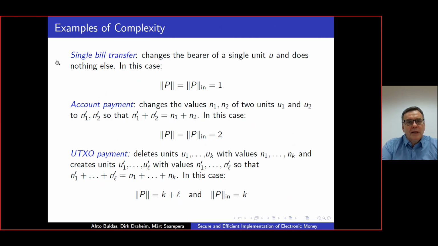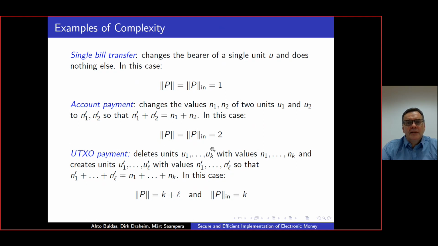Okay, so let's go through some more examples. Say we have a single bill transfer, it changes the bearer of a single unit U and does nothing else. In this case, both complexities, descriptional and input complexity, equal 1. For account payments, which change the values N1 and N2 of two units U1 and U2, so that total money stays the same, the values of those two units are changed. In this case, both the descriptional complexity and the input complexity are equal to 2.